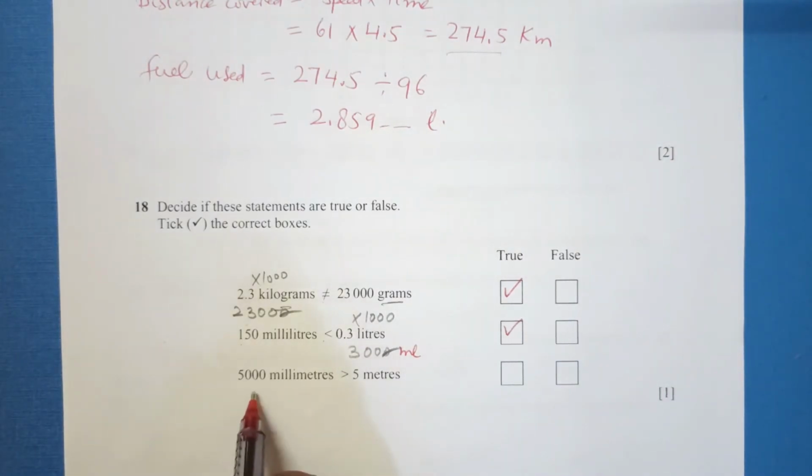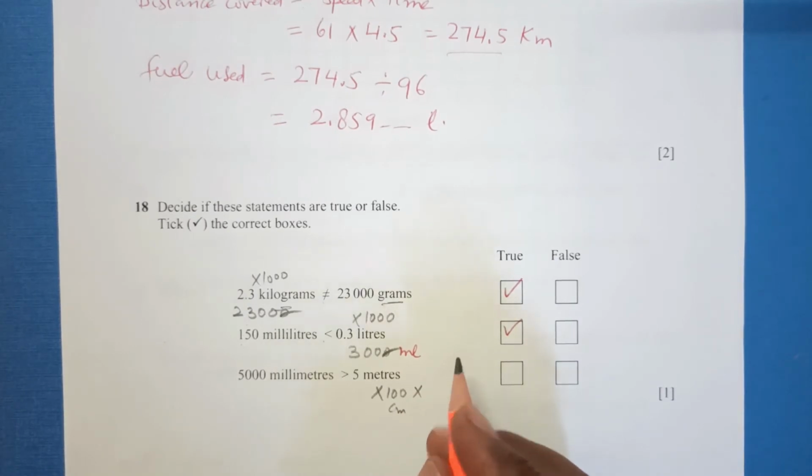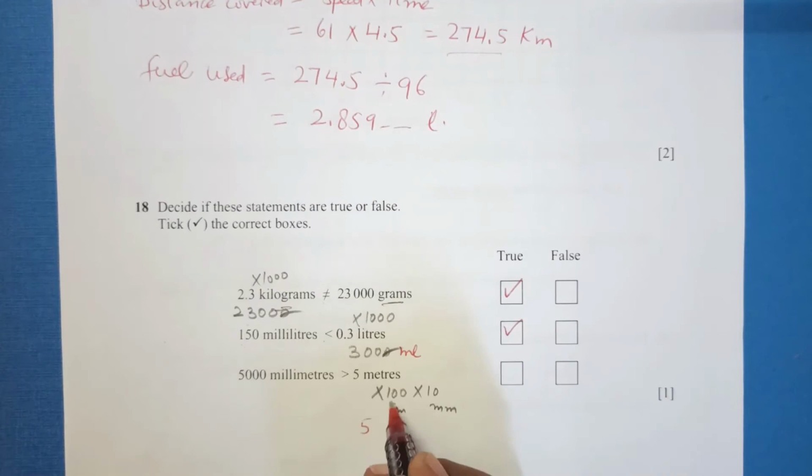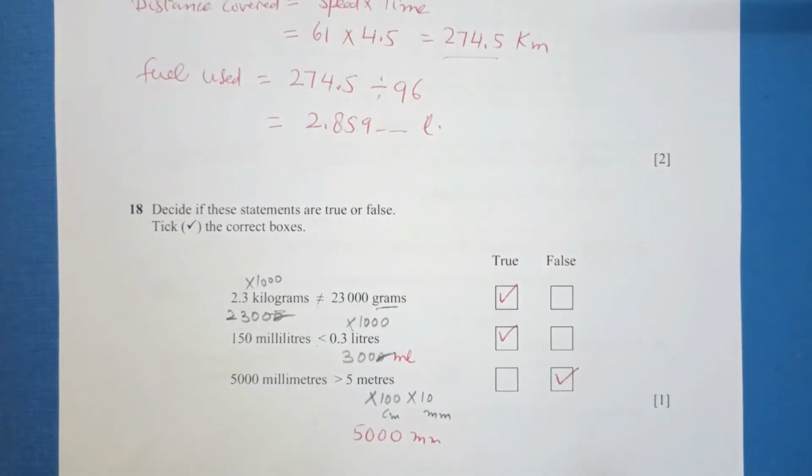And the last one, 5000 millimeters and 5 meters. It says it is greater. First we are going to convert from meter to centimeter. It is times 100. This is centimeters. Then again times 10 to make it millimeters. So this will become 5 with 3 zeros, which is 5000 millimeters. So they are equal, but it said it is greater. So that means the statement is not true. So we will tick on the false column.